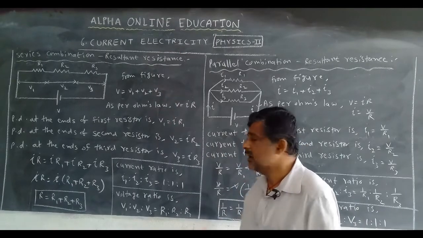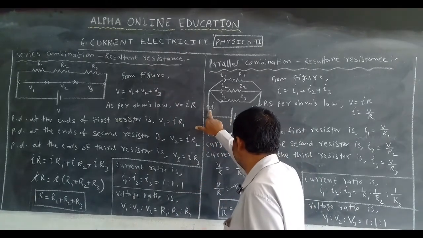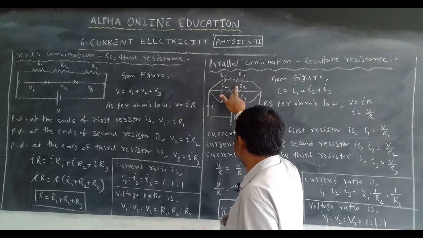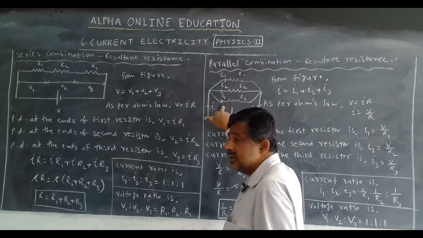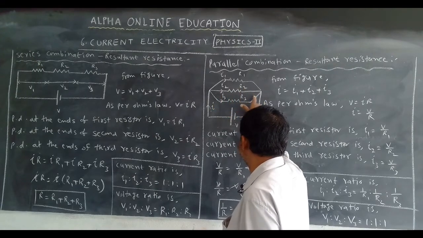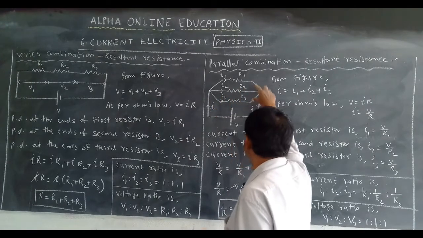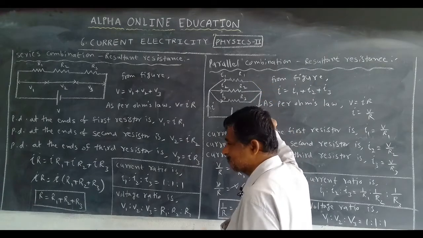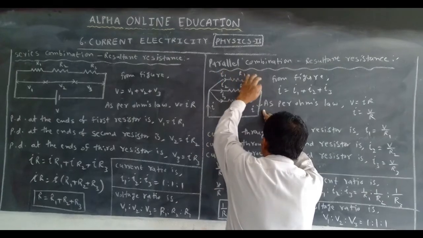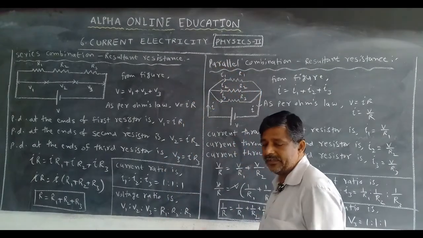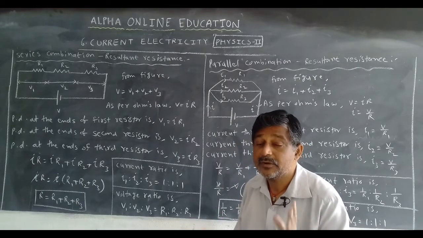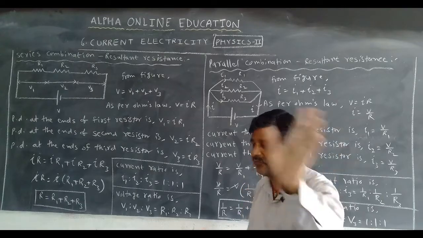That's why from the battery, current I enters the first resistor as I1, the second resistor as I2, the third resistor as I3. From the first resistor current is I1, from the second resistor current is I2, from the third resistor current is I3, and these 3 are combined and become I. Here I splits into 3, I1, I2, I3, and these 3 are combined here and become I. So in the parallel combination potential difference is same but flow of current is not same, it is different.